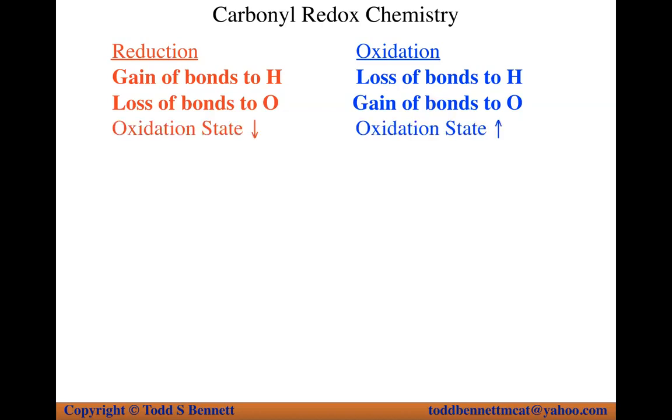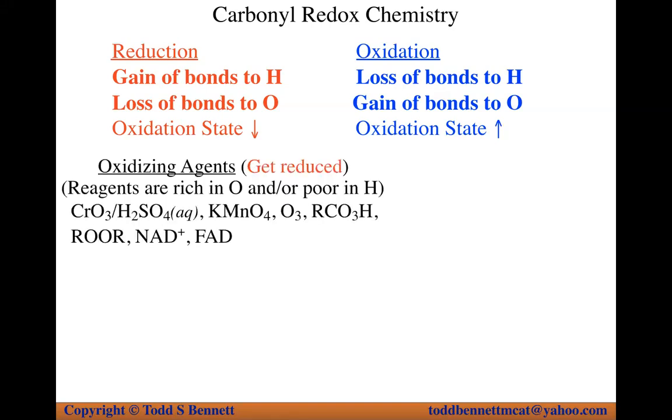So in doing that, when you gain a bond to H, a less electronegative atom, or lose a bond to O, a more electronegative atom, the oxidation state of the carbon or the nitrogen or whatever atom we're dealing with in organic chemistry will go down. When you gain a bond to O or lose a bond to H, your oxidation state goes up, so that's oxidation. So we're going to focus primarily on the two that are in bold. That's going to be the better way to look at it.